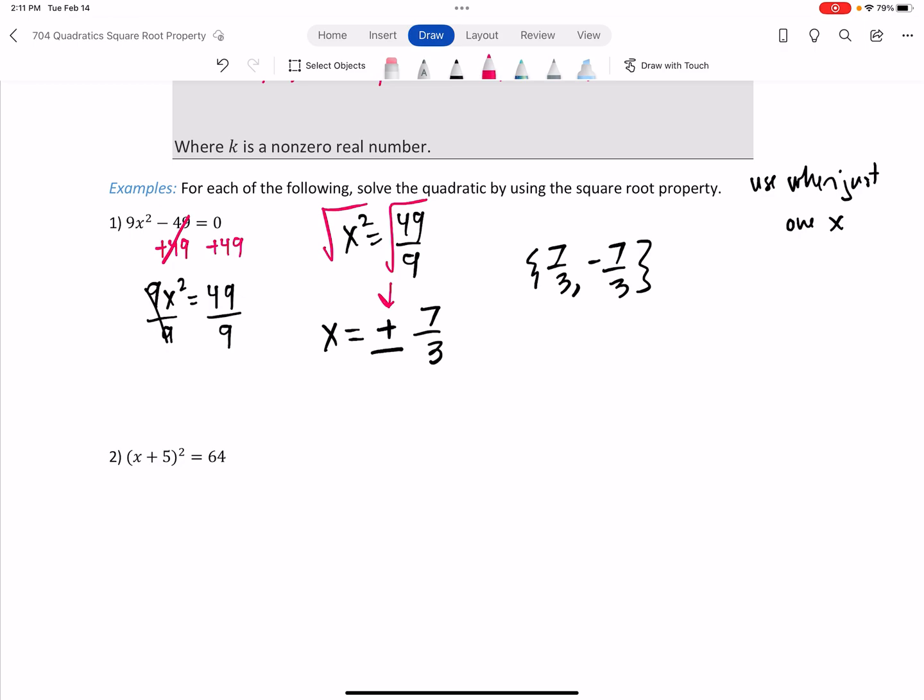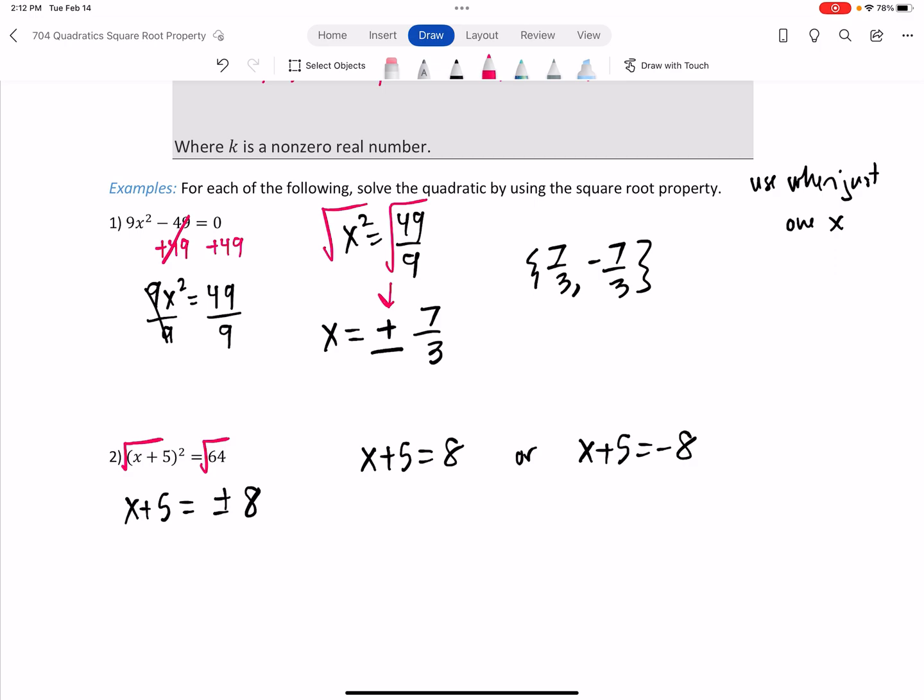So in this example, x plus 5 squared equals 64. Again, I have one x term. The square is already isolated, so I'm going to take the square root of both sides. So I get x plus 5 is plus or minus 8. So that gives me two equations. X plus 5 is 8, or x plus 5 is negative 8.